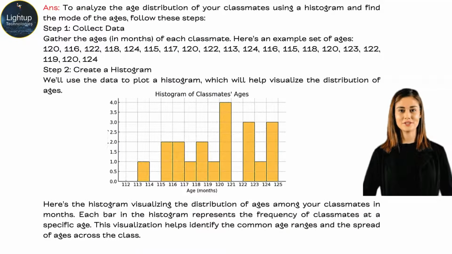To analyze the age distribution of your classmates using a histogram and find the mode of the ages, follow these steps. Step 1. Collect data. Step 2. Create a histogram. Here is the histogram visualizing the distribution of ages among your classmates in months. Each bar in the histogram represents the frequency of classmates at a specific age.